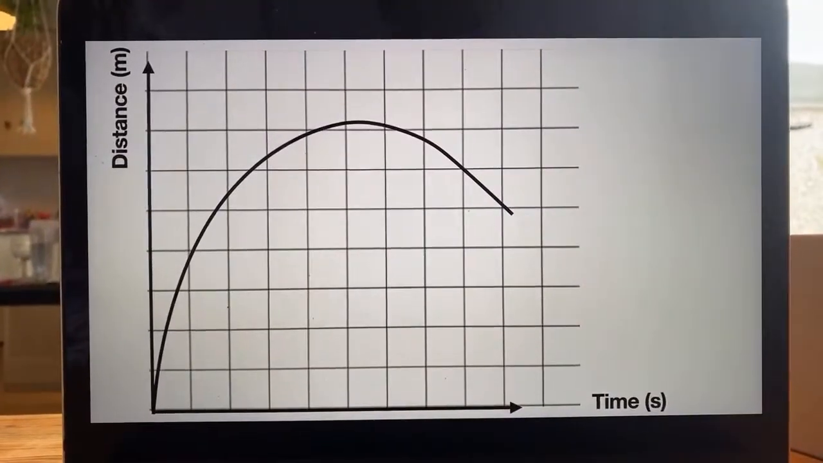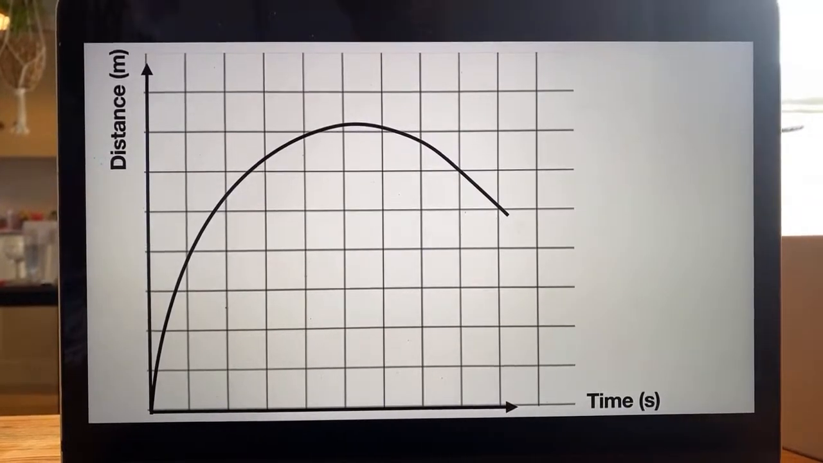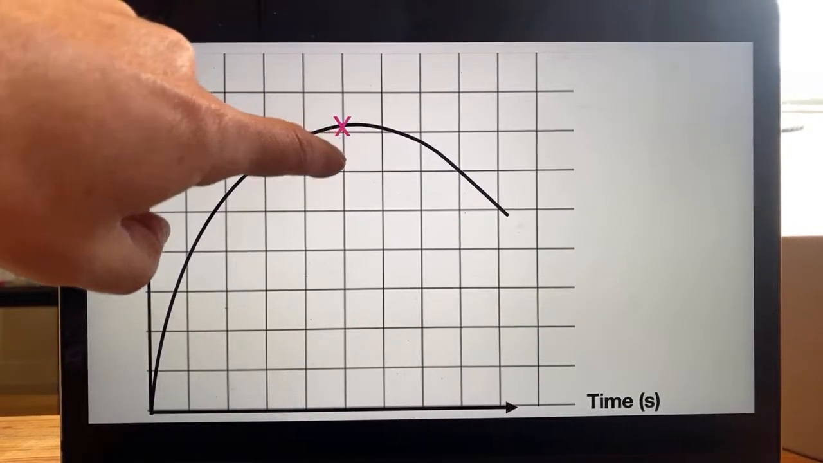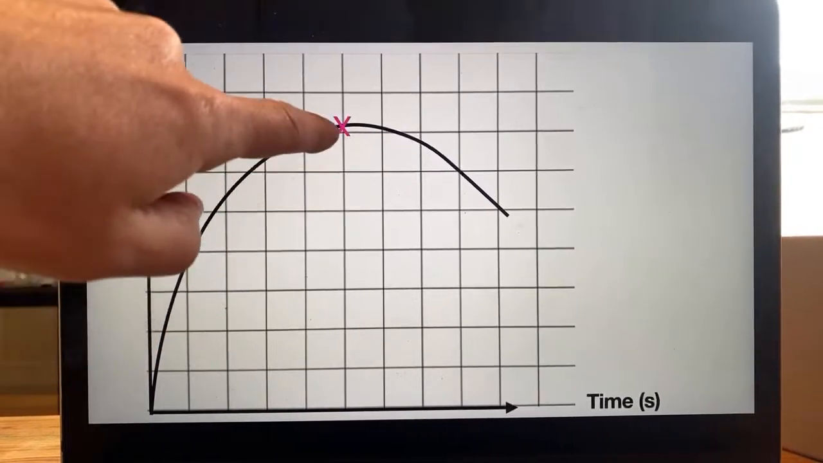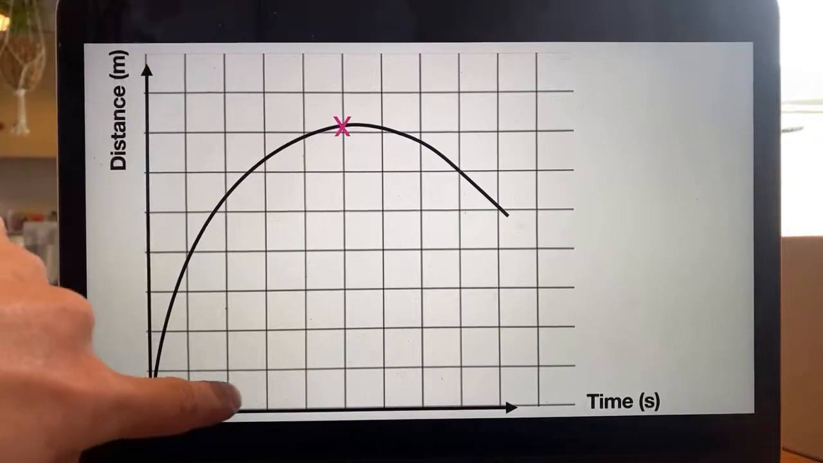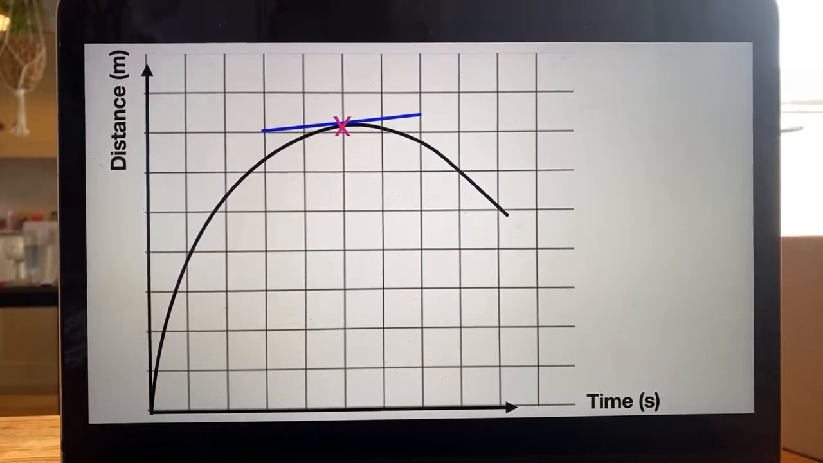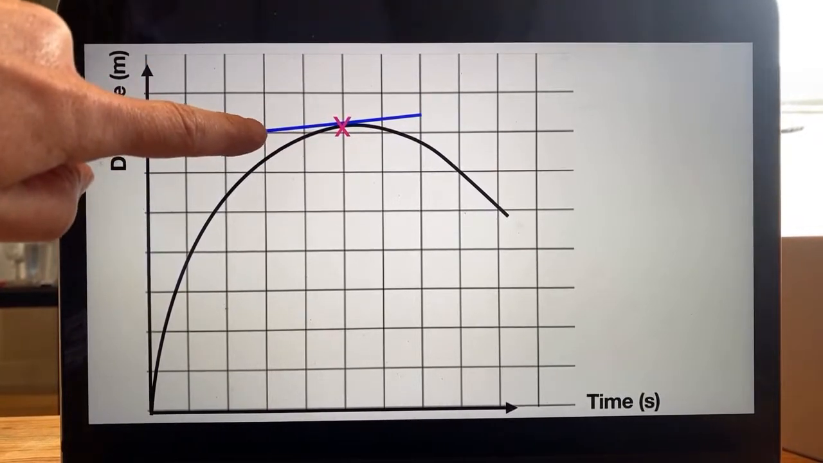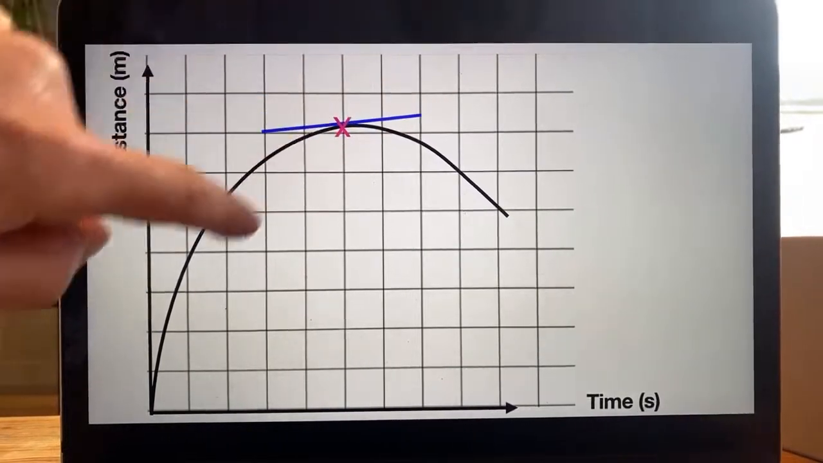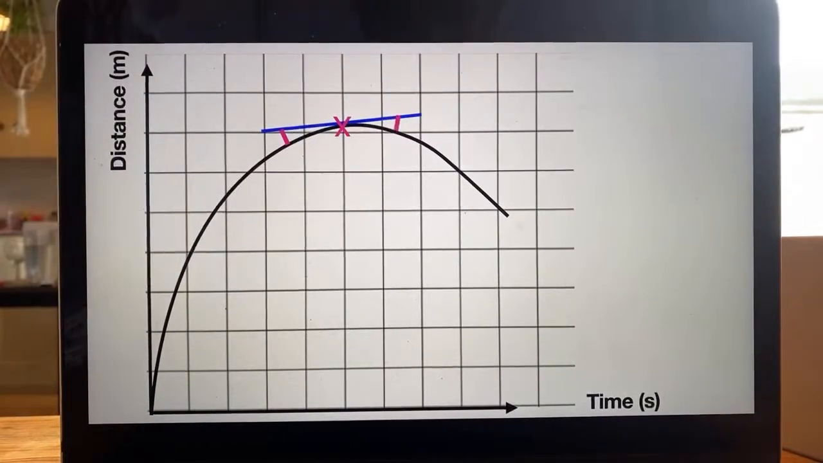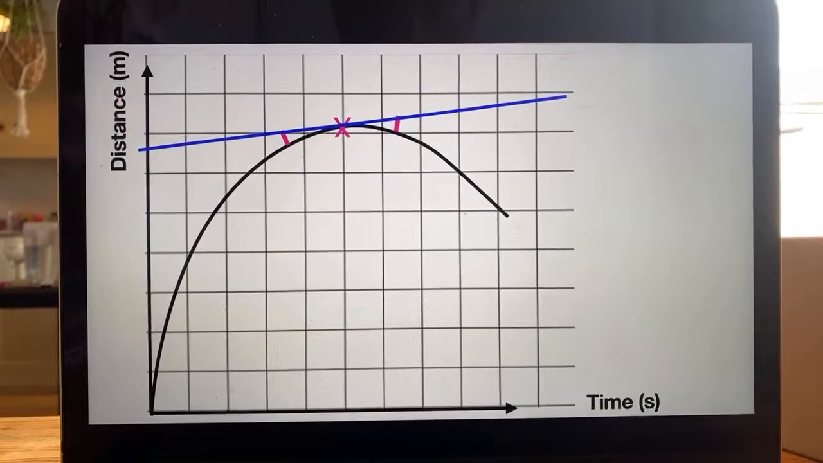I'll do a more obvious curve so that you can see. How you find the gradient of a curvy line graph is, say the exam question says you want to find the speed of the object at this second, let's say 5 seconds. Well, if you know your maths, you've got to draw a tangent to this line. A tangent to a curve is a line touching the curve where these angles are the same on either side. You have to make that line as long as possible, and then you can just do the same thing that we did last week.